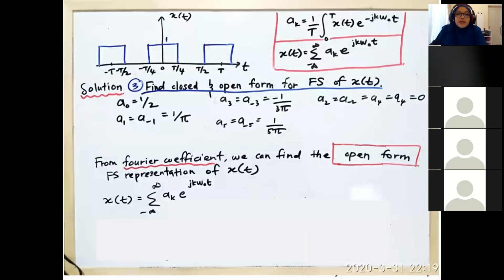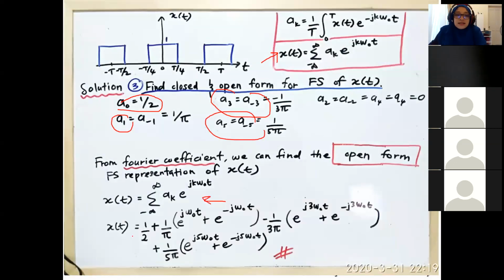For the open form, you just expand this same equation here, but substitute the value for the Fourier coefficient. So you use the same equation, just substitute the values you have. You have a0, which is 1 over 2, plus a1, 1 over 2, in brackets, because you have both a1 and a minus 1, so you have e^(jωt) plus and so on.